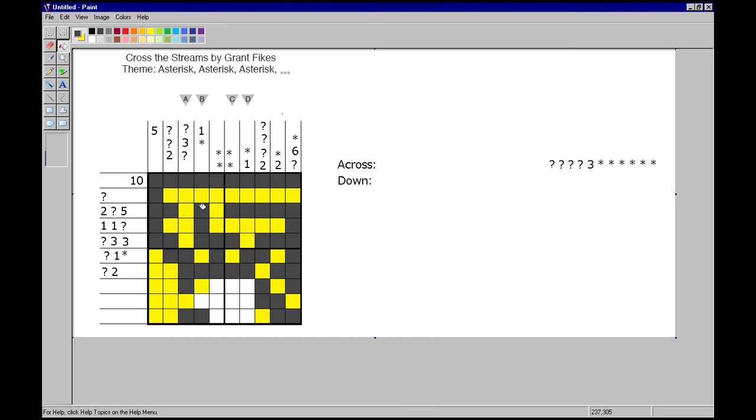We can get rid of that because of a 2x2. For the across clues, we can't fit a question mark here, so we've got to fit the question marks there. We've got at least 3 groups, so we need at least 3 question marks. But what happens if we have only 3 question marks?